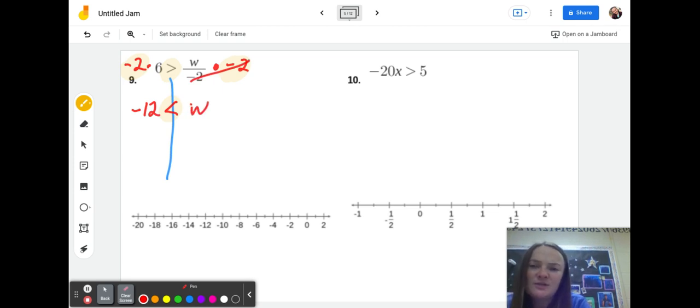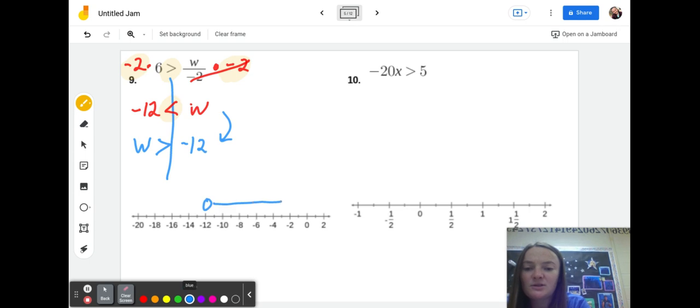Now, once again, I'm in a similar situation. I'm not sure what -12 is less than W means, so I'm going to flip it again, so that W is on the other side. Notice how the big end is facing W, so the open end will face W, and the small end will face -12. So W is greater than -12 is the solution here, and that is what it looks like on the number line. All right, let's move on to the next question.